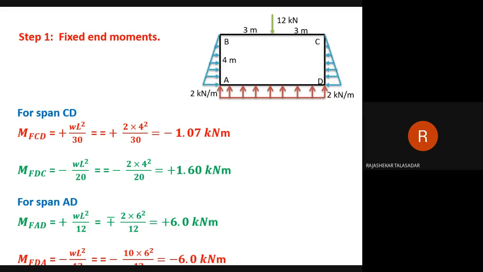Is it clear now, the sign convention of fixed end moments? When the downward loading is there, the left end will be minus, right end will be plus. But it is now upward loading, so automatically the sign convention will get reversed. Okay, is this understood?